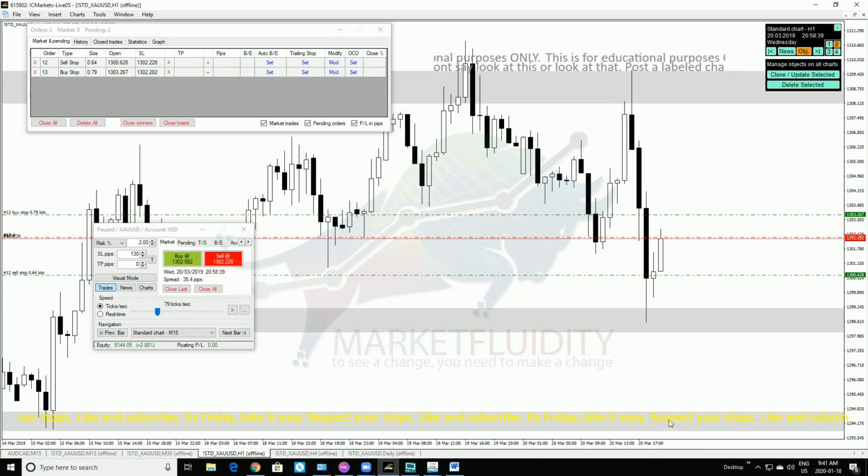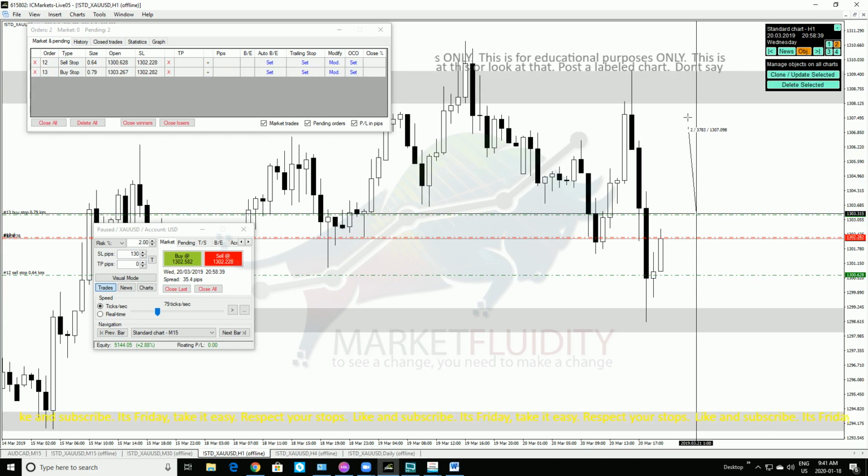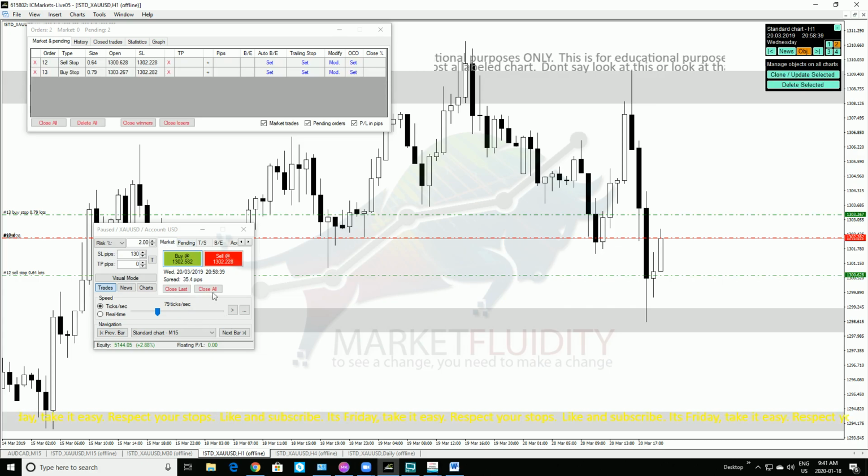But if price does not break the low and breaks the high, then we should continue up to the next zone over here, which is like 50 pips away. So let's see what happens here. We got 2 minutes left.